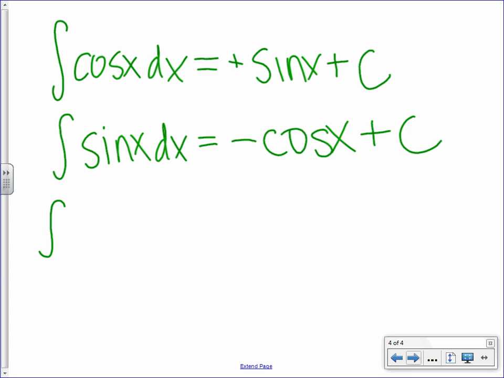Hey, what is the derivative of tangent? What is the derivative of tangent? Secant squared, sine over cosine. So what's the antiderivative of secant squared?